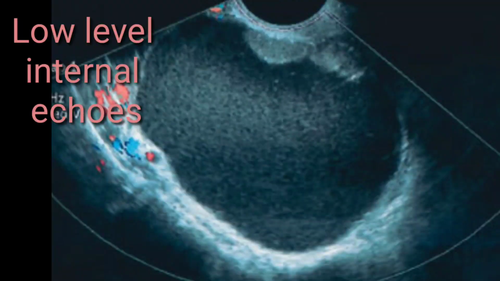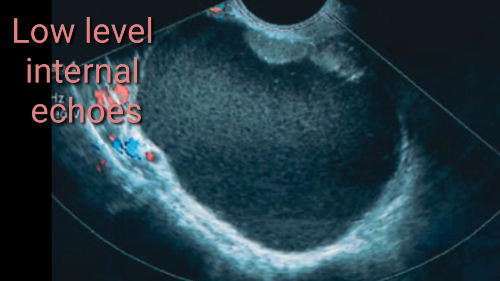This is another example of low level internal echoes, but here you can appreciate one thing: on the previous slide the low level echoes were slightly different, and here you can find a different pattern of low level echoes. This depends upon the age of the hemorrhage. The previous images show slightly chronic hemorrhagic contents, not so chronic that they converted into clot, but about 2 or 3 days old.